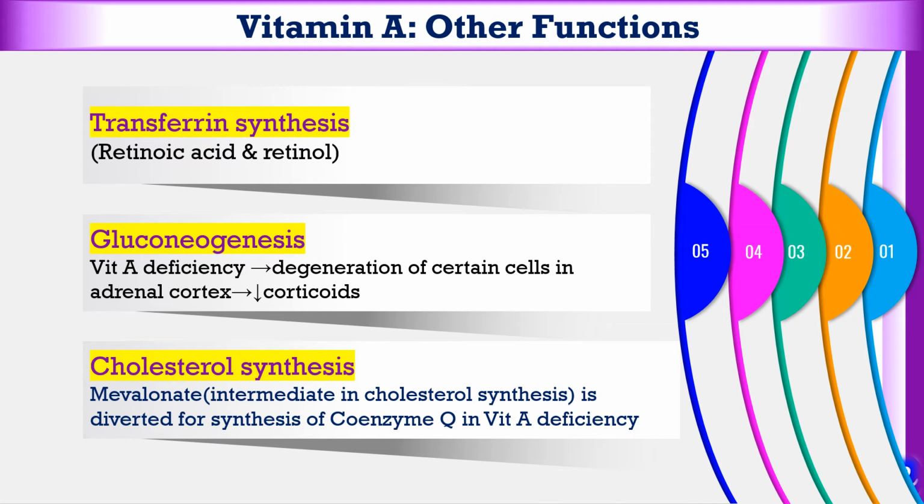It also has a role in cholesterol synthesis. Cholesterol synthesis requires vitamin A. Mevalonate is an intermediate in the cholesterol biosynthesis, and this mevalonate is diverted for the synthesis of coenzyme Q if there is vitamin A deficiency. So these are the various functions of vitamin A.